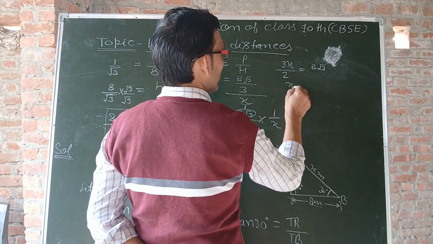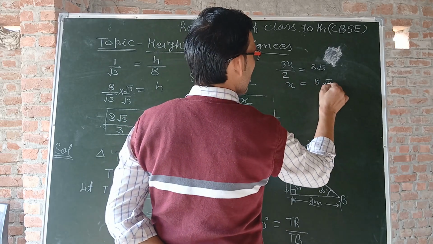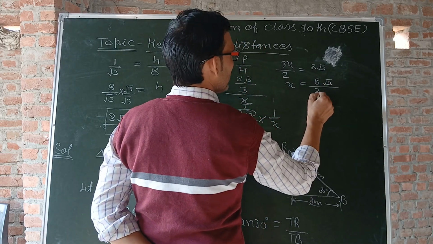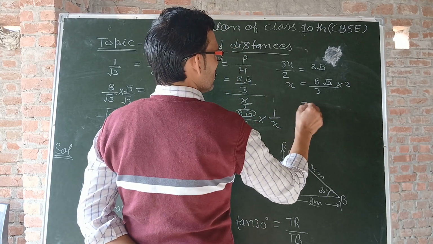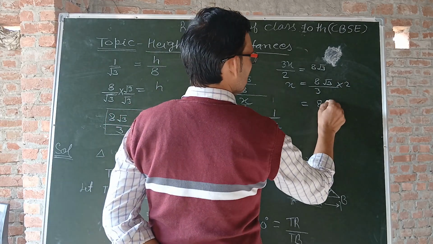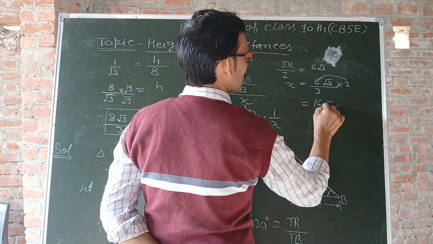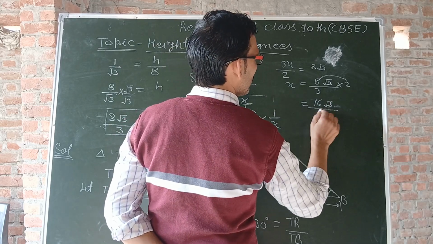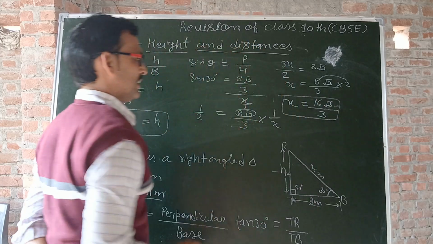Now we have to find x. x equals 8 root 3 upon 3, and this 2 goes up. It will be 2. So 8 root 3 times 2 is 16 root 3. It will be 16 root 3 upon 3. This is the value of x.